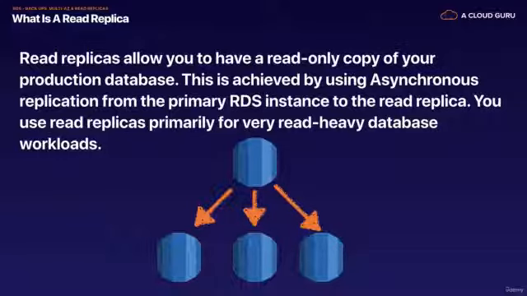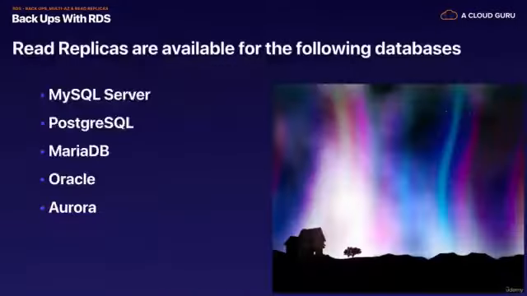And where you're going to see this come up in the exam is it will talk about how you can improve performance for a database. And there's two ways really you can do that: you can go in and add read replicas, and you can also go in and start using ElastiCache. And we're going to have an ElastiCache lecture coming up as well. But that's where you're going to see read replicas come up in your exams. And read replicas are available for the following databases. So we have MySQL, PostgreSQL, MariaDB, Oracle, and Aurora.